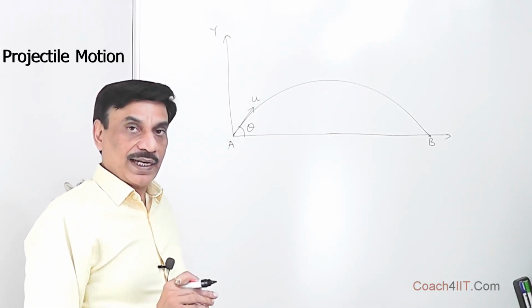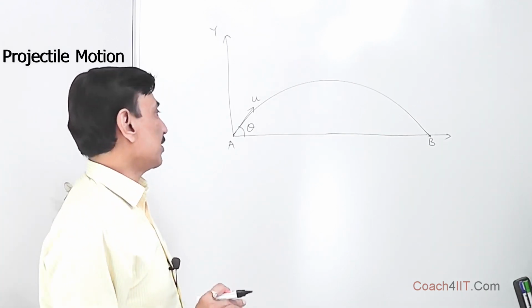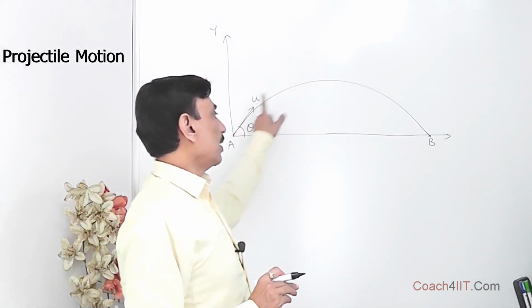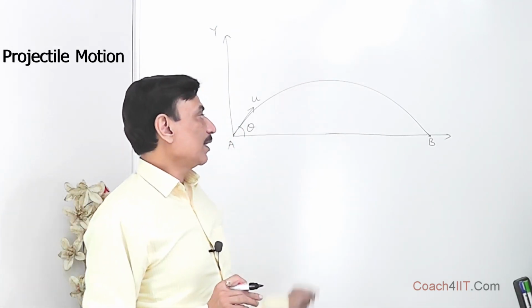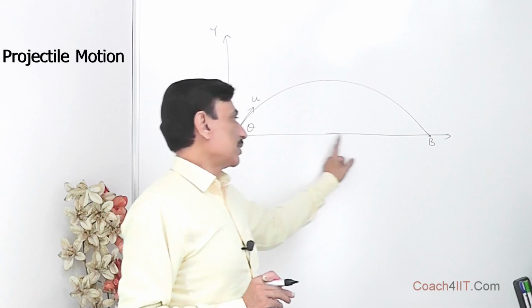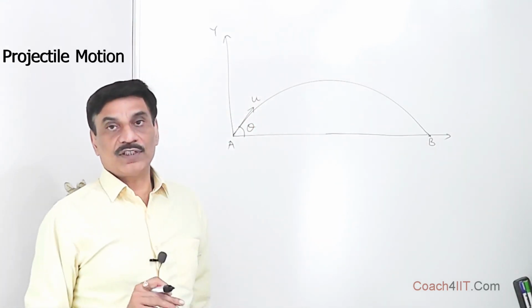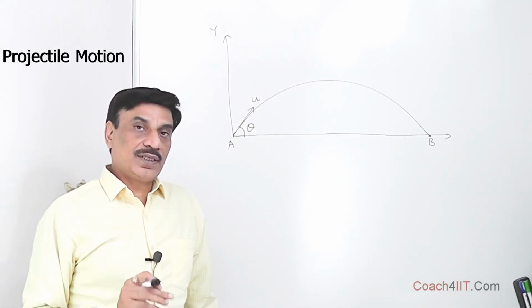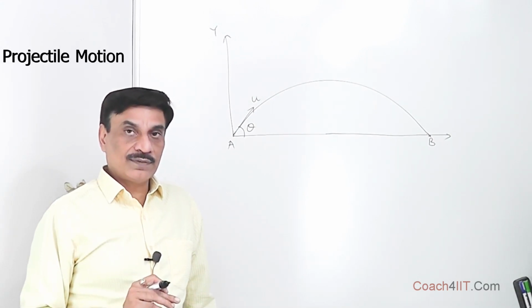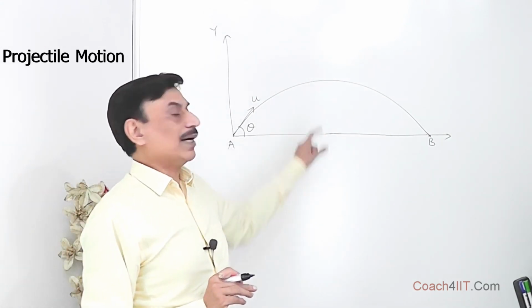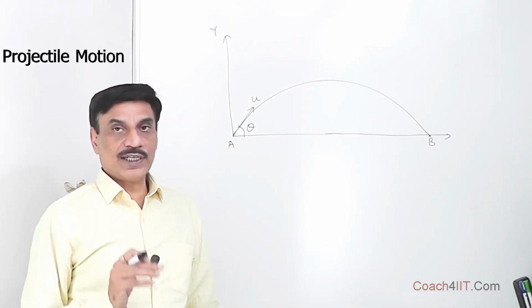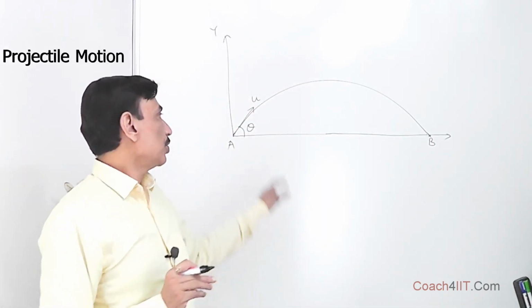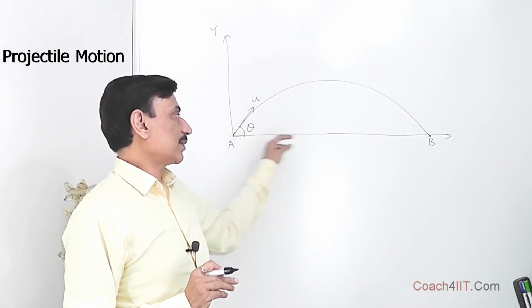That is, what is the time of flight, the time it is going to take to reach from here to here, what is the maximum height, and what is the range, this distance, what we call the range of this projectile. So we are interested first in time of flight, second in maximum height, and third in range of this projectile when the body has been projected with the velocity u at angle theta with the x-axis in the upward direction.